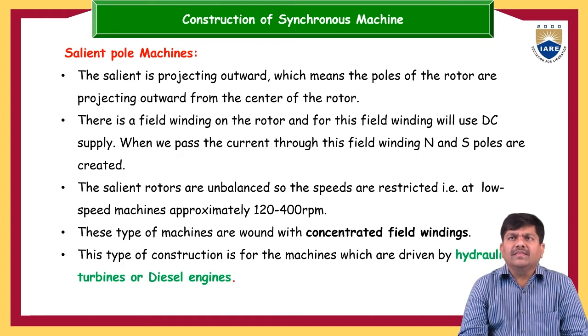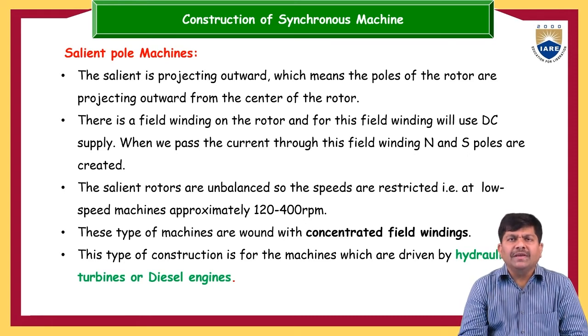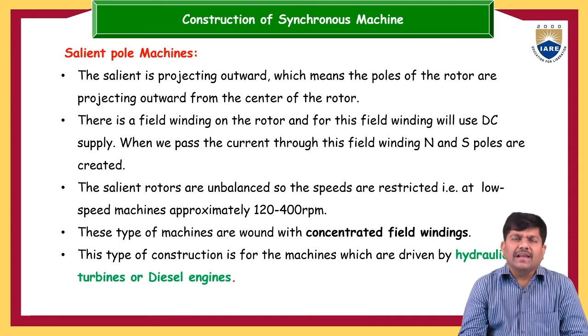There is a field winding on the rotor, because for excitation we compulsorily require field windings. For these field windings, we use a DC supply for excitation. When we pass current through this field winding, north and south poles are induced. Based on the direction of this current, we can interchange the north and south poles. If we interchange the magnetic poles, the rotating direction will also change, meaning the direction of the magnetic field will also change.